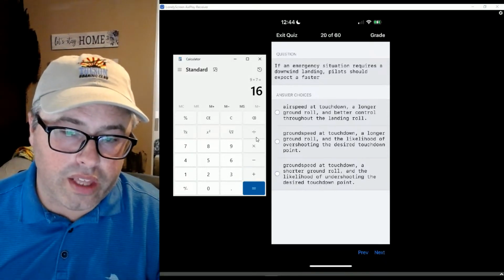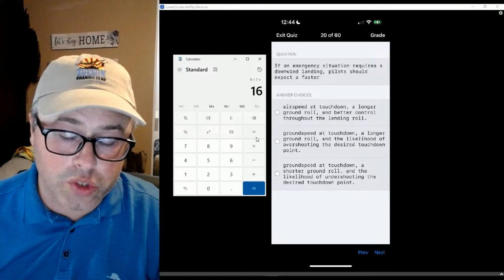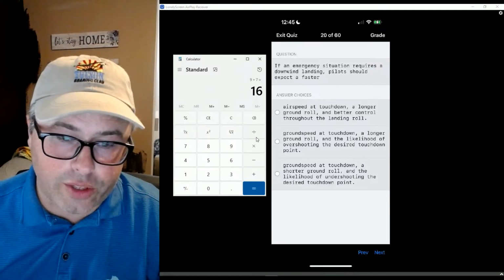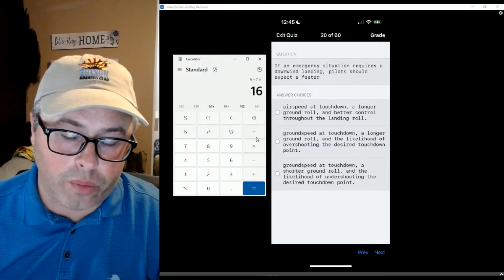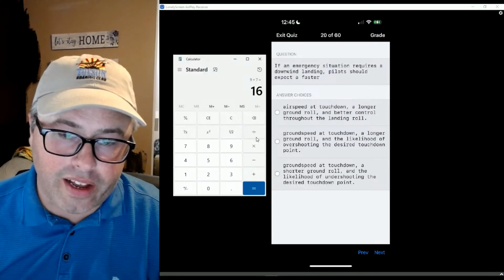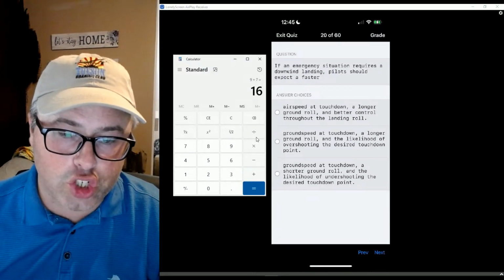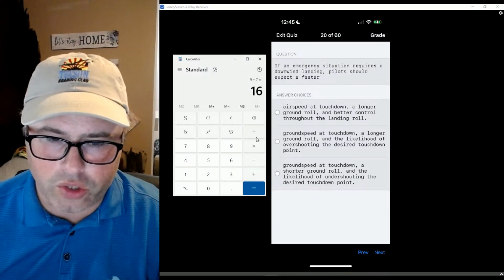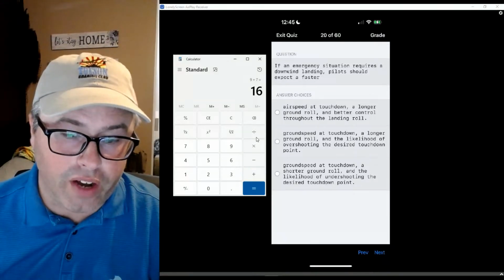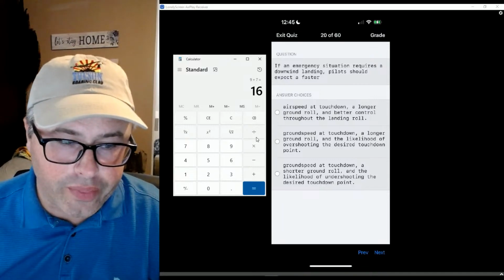Okay, the pilot should expect a faster ground speed at touchdown. Yes, a longer ground roll. Yes, and the likelihood of overshooting the desired touchdown point. Yeah, that could absolutely happen. The last one, ground speed higher. The pilot should expect a faster ground speed at touchdown. Yes, a shorter ground roll. No, you got the wind behind you. You're going faster over the ground, and the likelihood of undershooting the desired touchdown point. Yeah, you're not going to undershoot when you've got the wind from behind you.